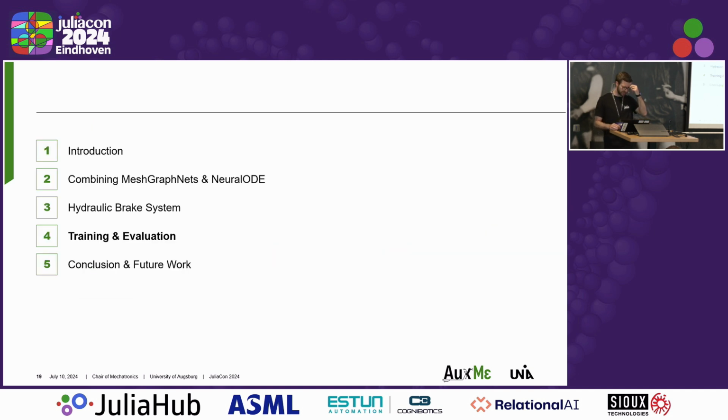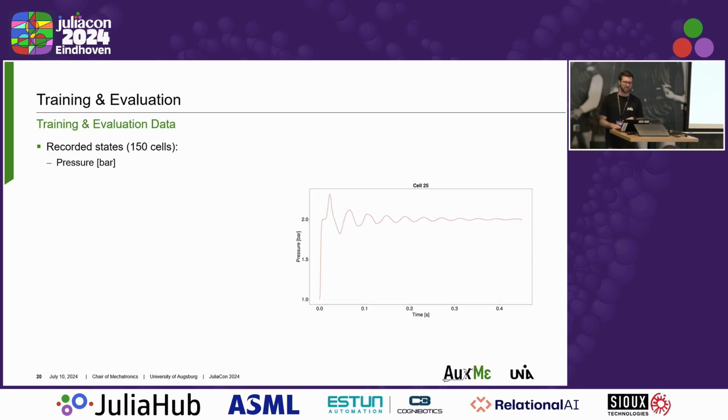So now for some training and evaluation data, like I previously mentioned, we had 150 cells in our system, which consists of pressure and mass flow. On the right side, there are just some plots that show you one example trajectory of our system. Here, I plotted the wave for cell 25. Here's for 75 and for 125.